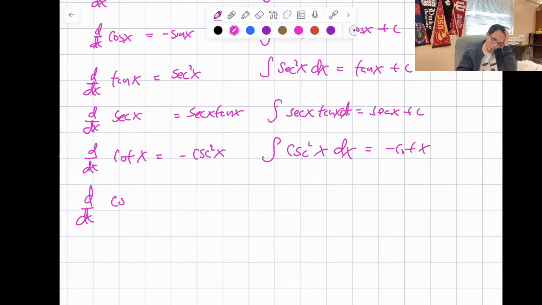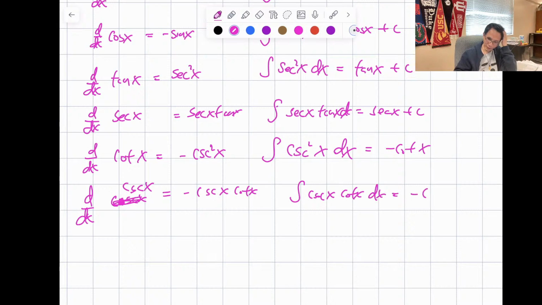Okay, so what's the next one? The derivative of cosecant of x is what? Negative cosecant of x cotangent of x. Does that make sense? The integration of cosecant of x cotangent of x dx is equal to negative cosecant of x plus c.